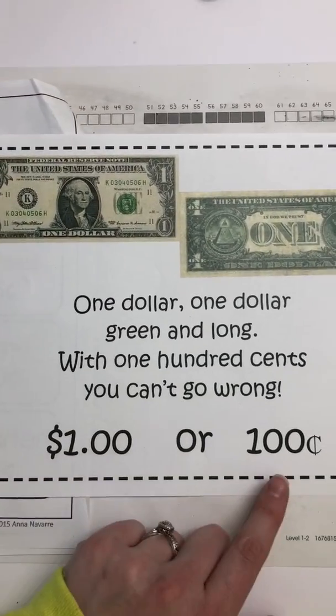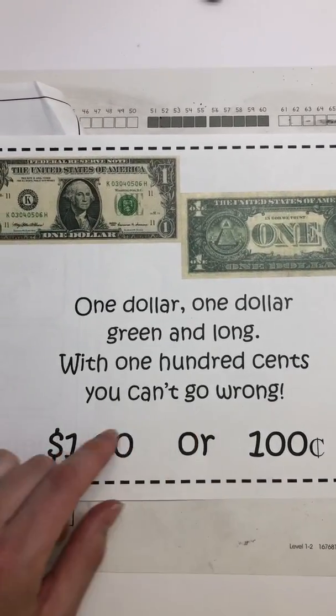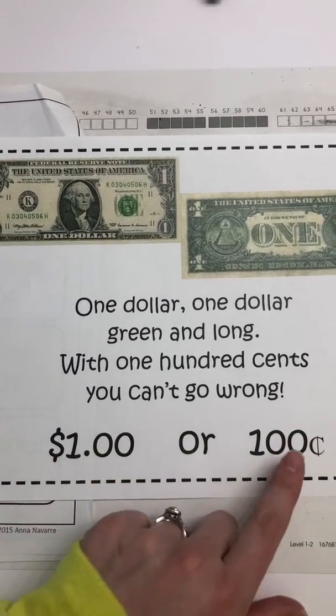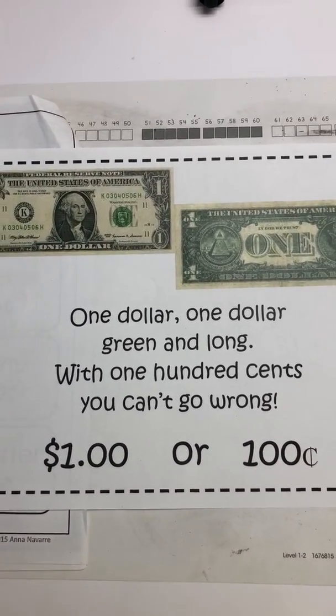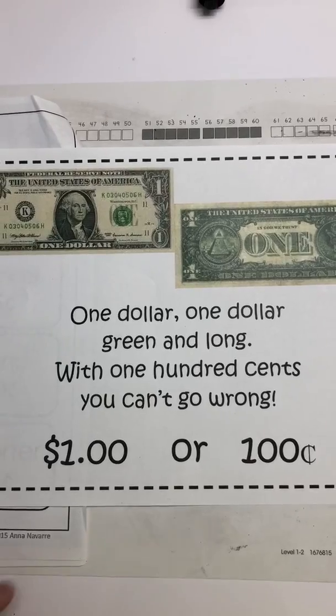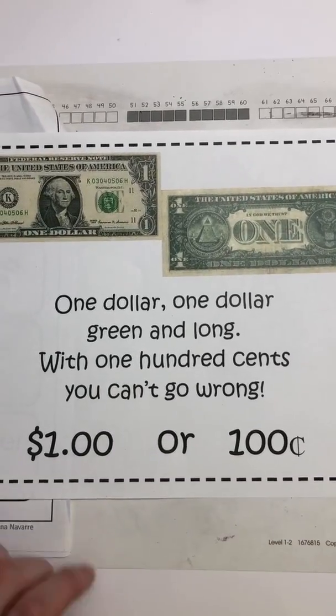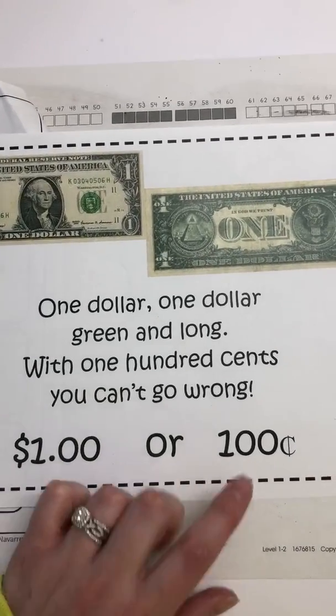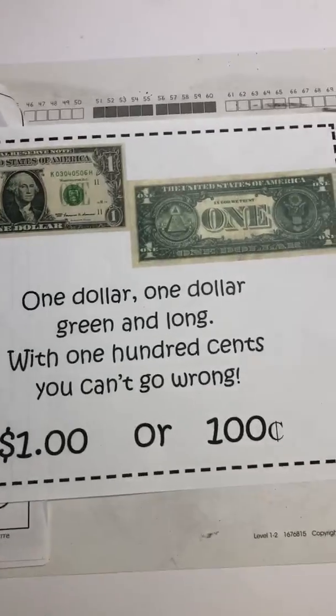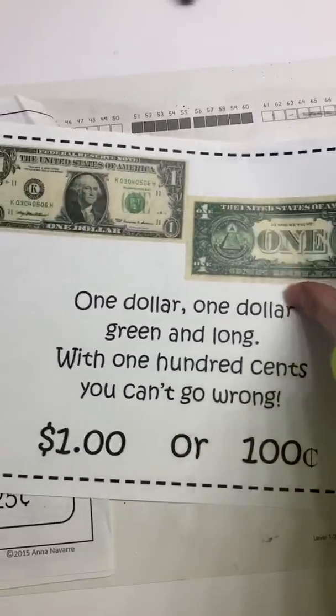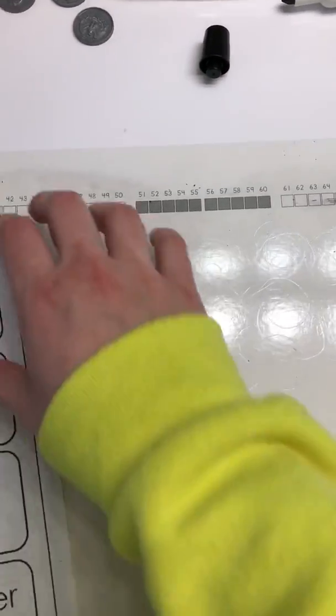So here's my question for you. If $1 is 100 cents, what would $5 be? How many cents would a $5 bill be? You are correct if you said 500 cents. If you have $5, you have 500 cents. All right, great job, you guys. So now, let's take a look and let's practice some more counting with our money, okay?